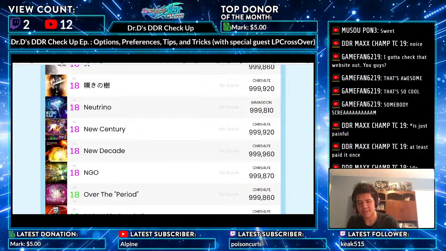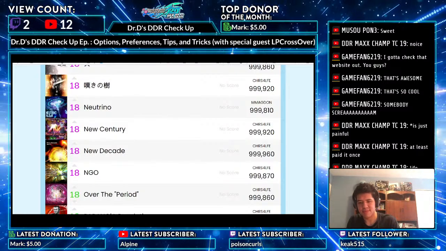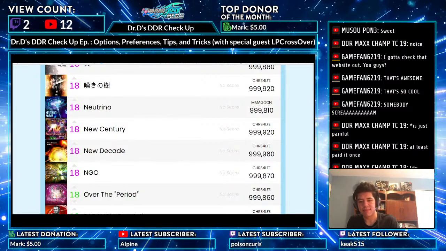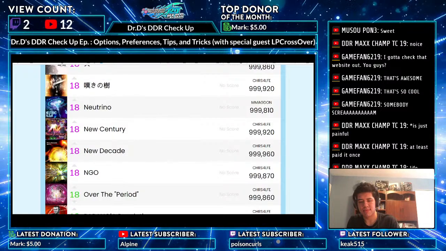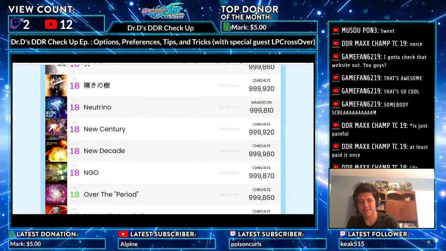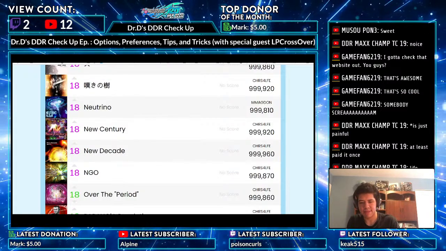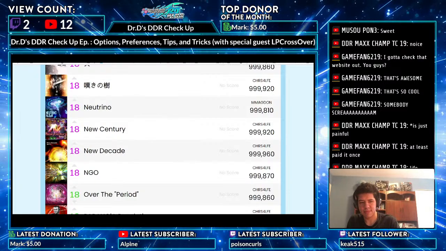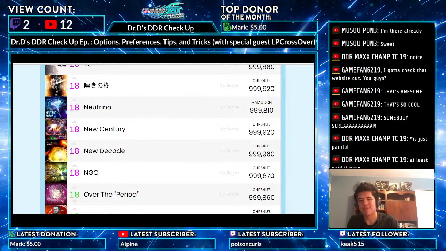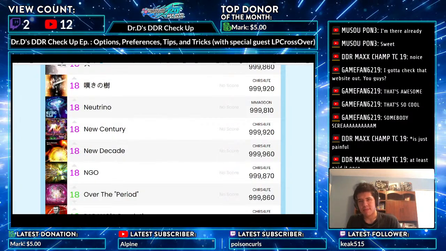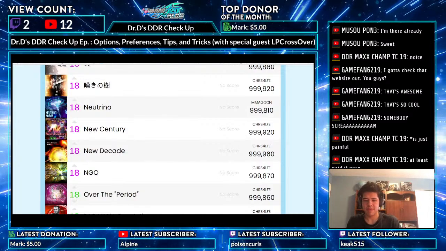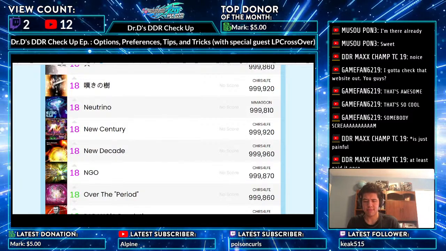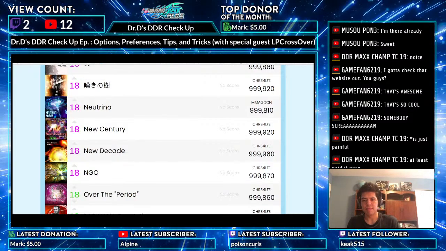So as a DDR player, you pretty much know all the tools you have at your disposal. There's a lot to consider: the hardware aspect, the software, and the meta outside of the entire game when you're not even at the arcade. But knowing everything that you have available is definitely going to help you improve. What do you think, LP Crossover? Did you get anything out of this episode?